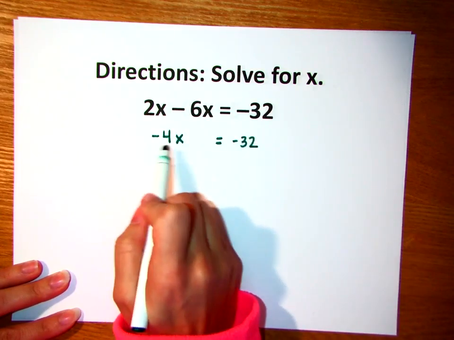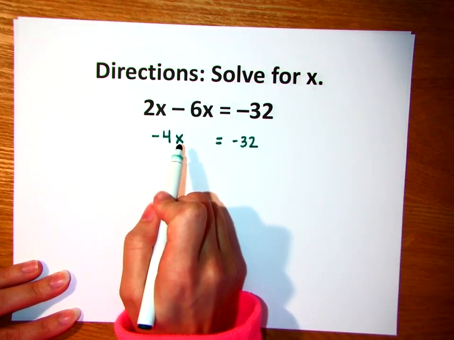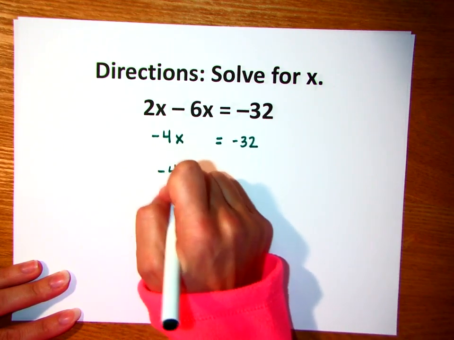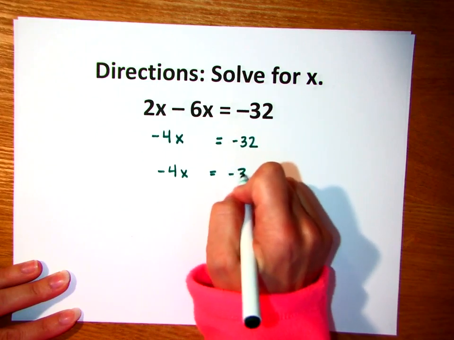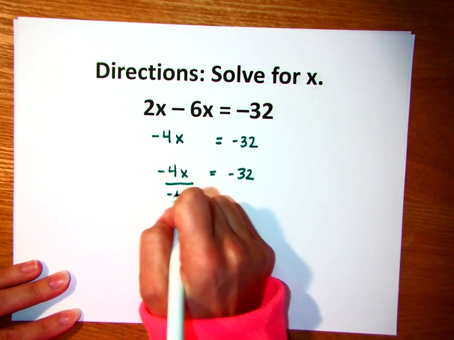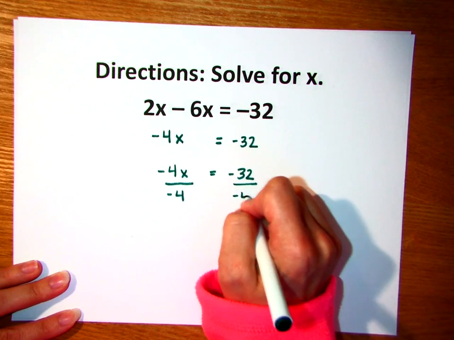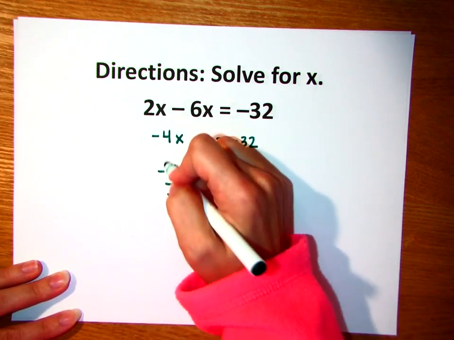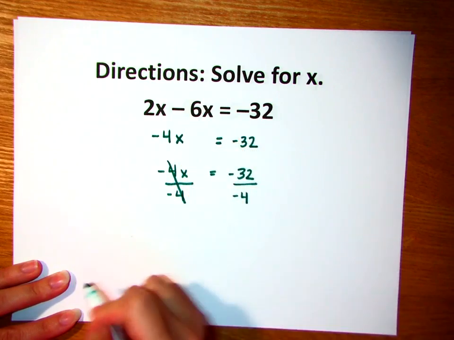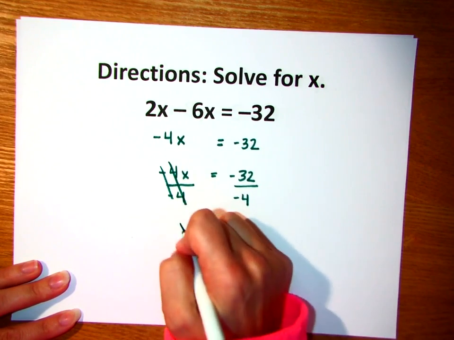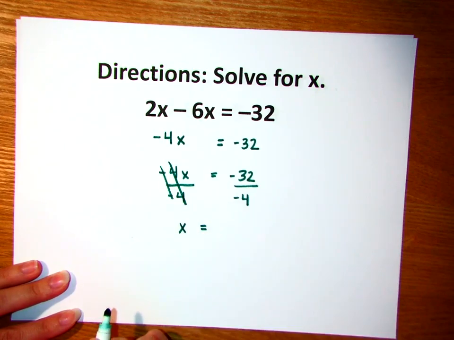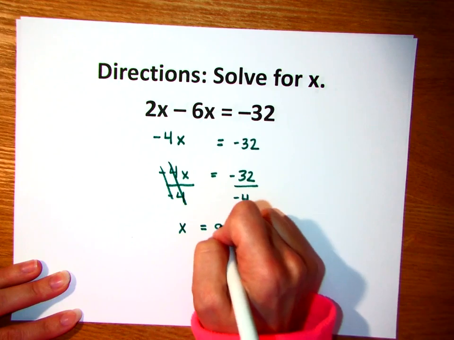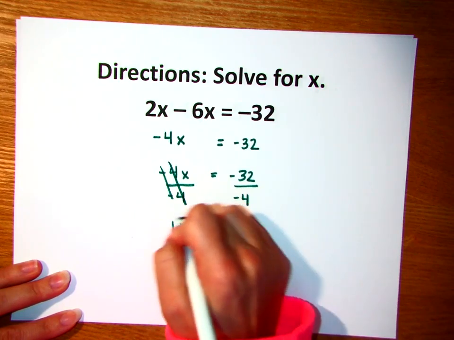Now this is negative 4 times x. The opposite of multiplication is division. So we're now going to take that negative 4x, which equals negative 32, and we're going to divide both sides by negative 4. Negative 4 divided by negative 4 is 1. It cancels because 1 times x is going to actually be x. Negative 32 divided by negative 4 is equal to positive 8. And then that will be your final answer.